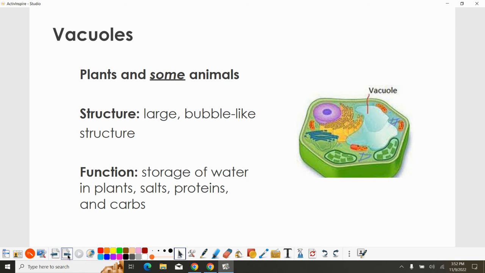Vacuoles are present in some animal cells. They are very prominent in a plant cell. They're big bubble-like structures. You see it here and how much room it takes up inside the cell. Big bubble-like structures. It's just used for storage. It stores water and anything that's dissolved in that water, like salts, proteins, and carbohydrates.